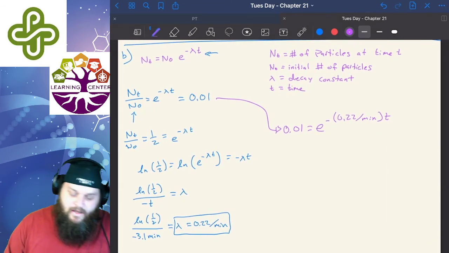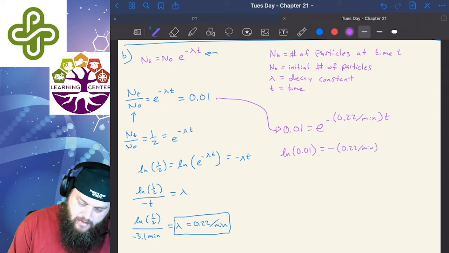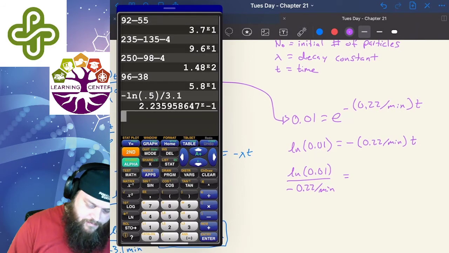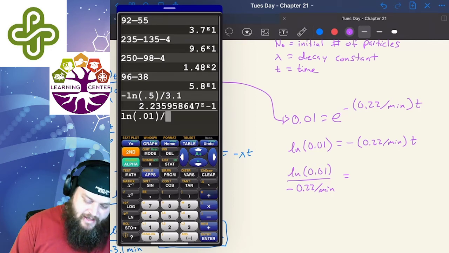So solving for t is the same idea. We use the logarithm, so I take the natural log of 0.01, which will equal negative 0.22 per minute times t. Can then divide, get the natural log of 0.01 divided by negative 0.22 per minute to equal, there we are. So the natural log of 0.01, that's 1% essentially. That's why we were looking for after 99% decayed, divided by negative 0.22.